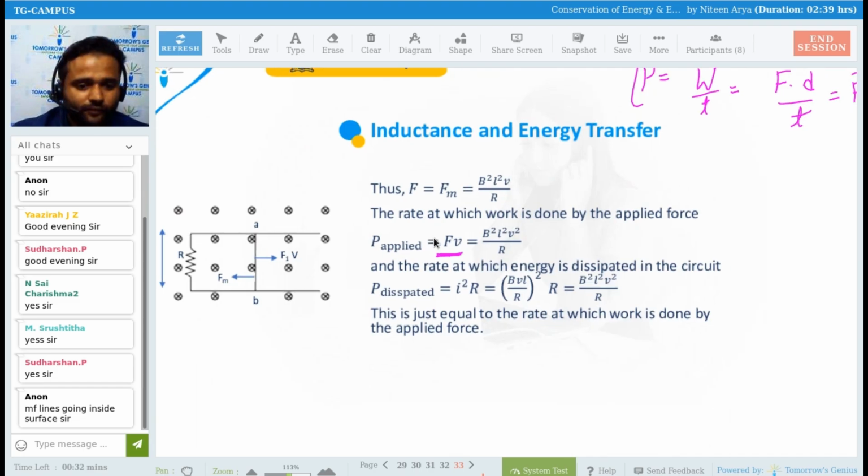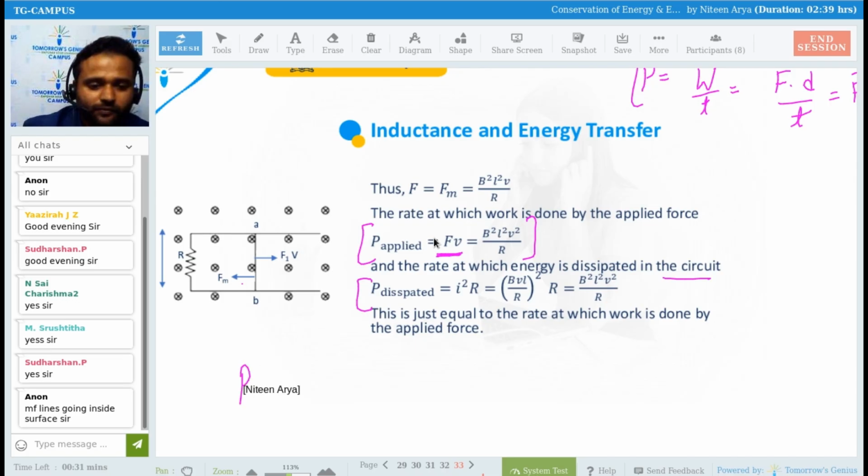So we need to apply a power against this magnetic force. And how much power do you need to apply? This much. Power is how much energy is supplied to do that particular work in a continuous way. This is a 9th, 11th class thing. To maintain that power we need to supply constant energy, and the rate at which energy is dissipated in the circuit, the power dissipated, is going to be I square R, which is equal to the power applied.